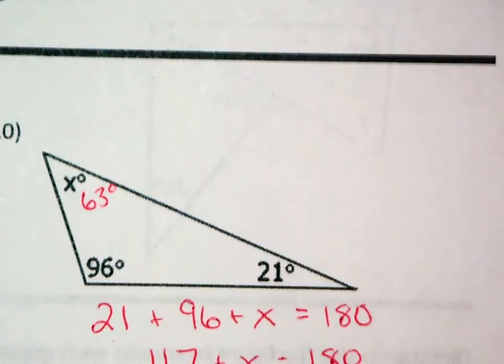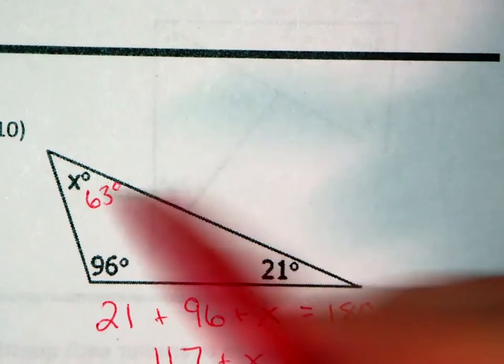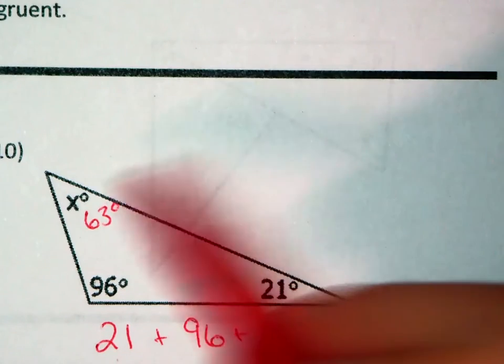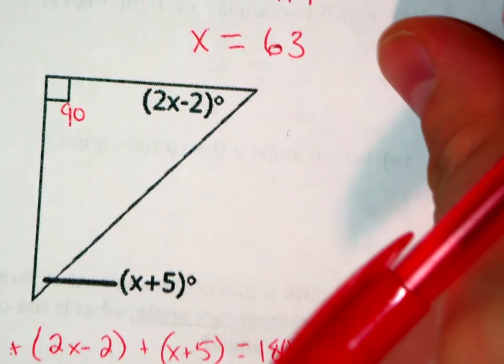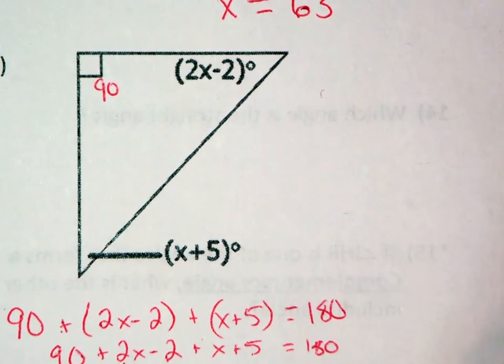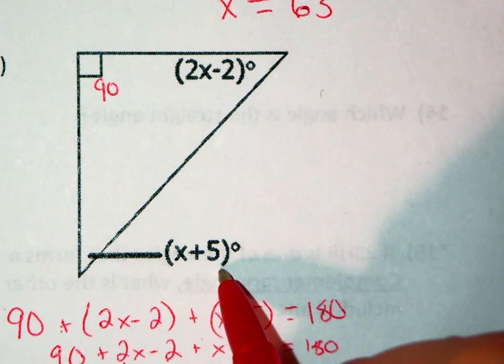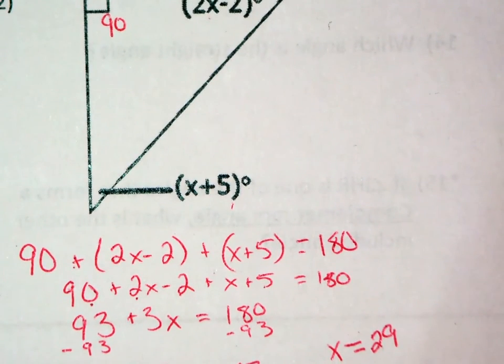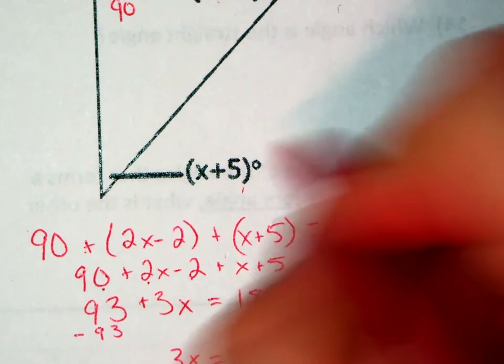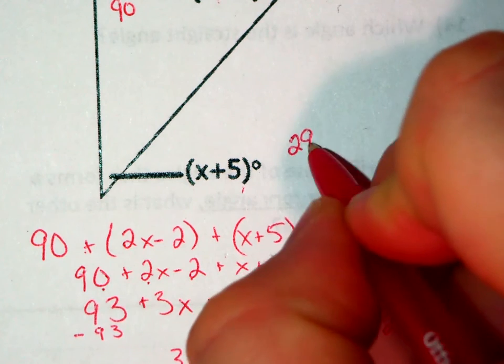Now in the previous problem, number 10, when we found the value of x, that was our solution. That's because the angle was identified with x. On problem 12, we found the value of x to be 29, but our angles aren't identified with x alone. They're identified with an expression, x plus 5, or 2x minus 2. So in order to find those angle measures, I need to plug 29 in for x.